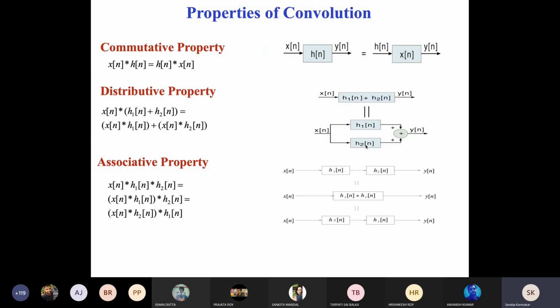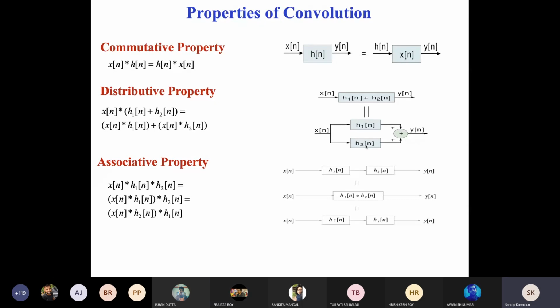Okay. Distributive property: x[n] convolved with (h1[n] plus h2[n]) equals this. This is obviously correct, right? Yes, sir, by definition this is true. Associative property: x[n] convolved with h1[n] convolved with h2[n] equals x[n] convolved with the convolution of h1[n] and h2[n], equal to x[n] convolved with the convolution of h2[n] and h1[n].